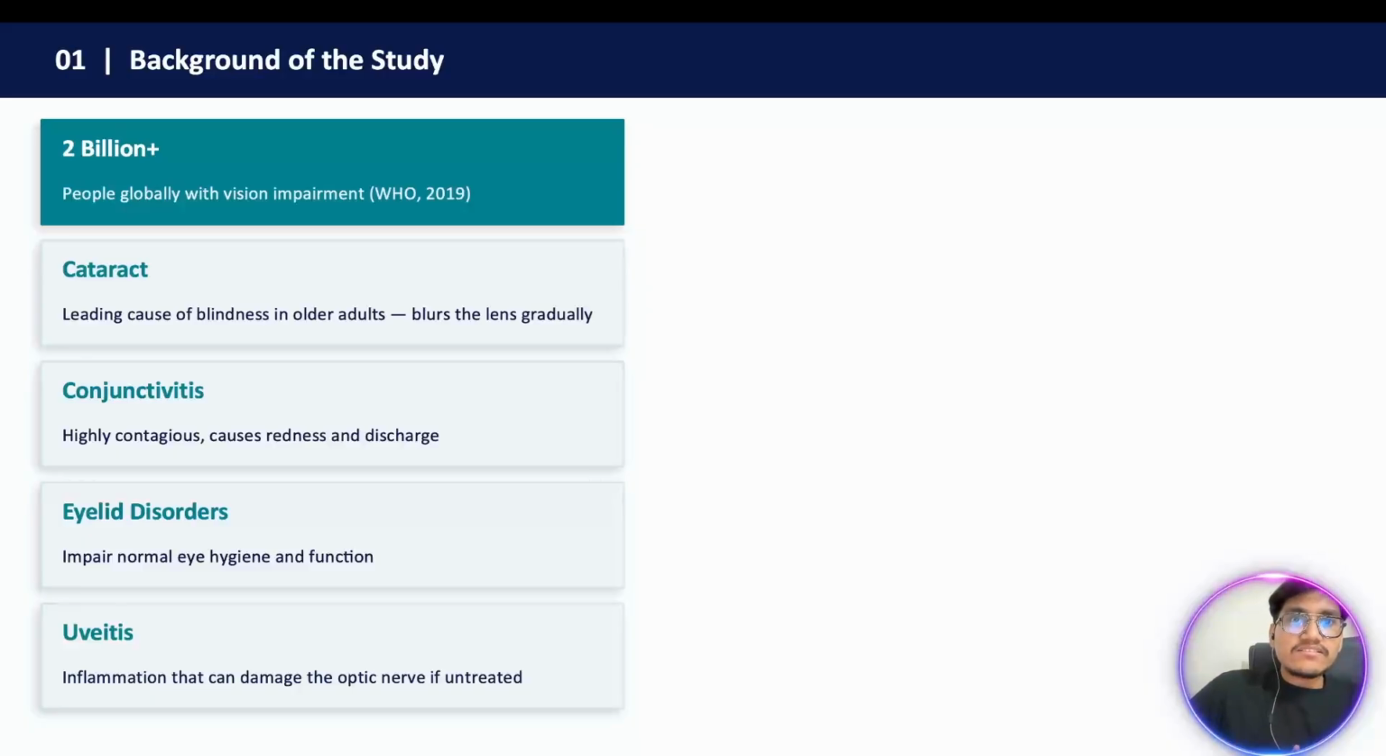And then the last, we have uveitis. This is an inflammation of the middle layer of the eye called the uvea. It is particularly dangerous because if left untreated, it can damage the optic nerve and cause permanent vision loss.